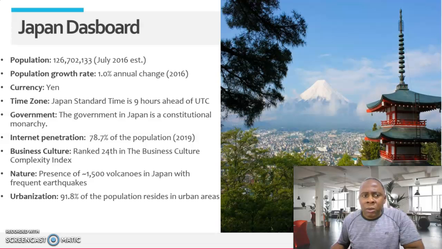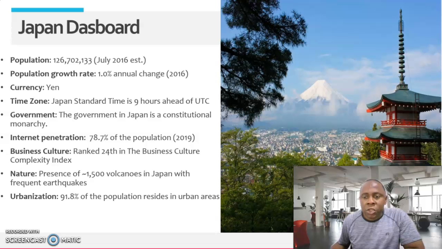Population of Japan is less than 130 million, with a growth annually of 1% based on the 2016 survey. The currency used in Japan is a yen. It's about 140 yen for $1. The government in Japan is a constitutional monarchy. Although the emperor is a ceremonial head of state, he has no constitutional power.